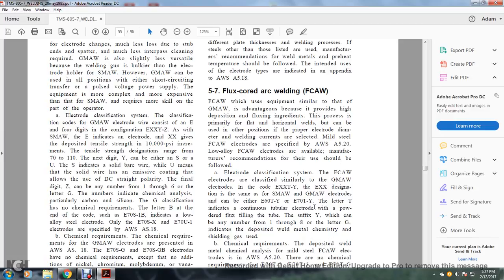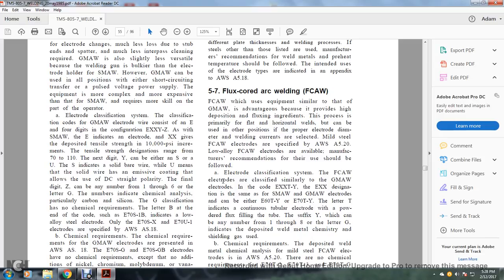5.7 Flux core arc welding. Flux core arc welding uses equipment similar to that of gas metal arc welding. The advantage is higher deposition. The process is used primarily for flat and horizontal welds, but can be used in other positions with proper technique. Flux core arc welding electrodes are specified in American Welding Society A5.20. Low alloy flux core arc welding electrodes are available. Follow the manufacturer's recommendation for use.